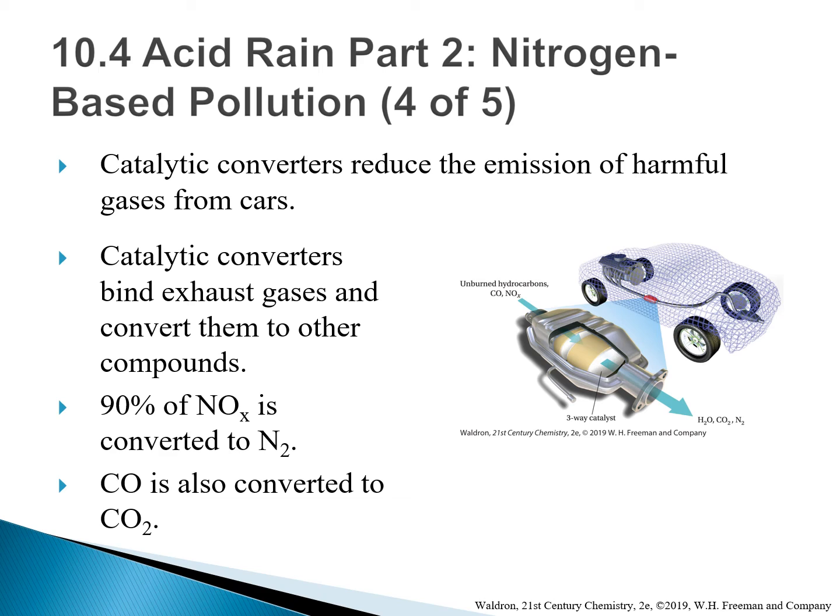Catalytic converters are part of the exhaust system in cars. They reduce the emission of harmful gases from cars. The catalysts are typically made with expensive metals: rhodium, platinum, and palladium. Unburned hydrocarbons, nitrogen oxides, and carbon monoxide are all converted to less harmful gases when they flow through a catalytic converter, which contains those metal catalysts. Carbon dioxide, nitrogen molecules, and water are all released at the other end of the converter.